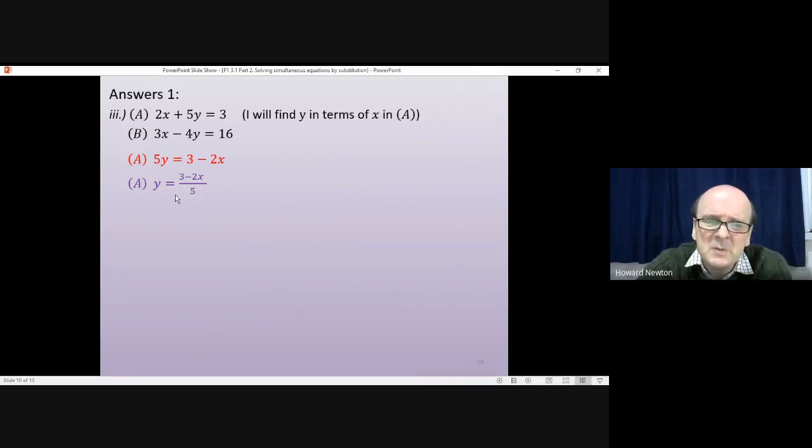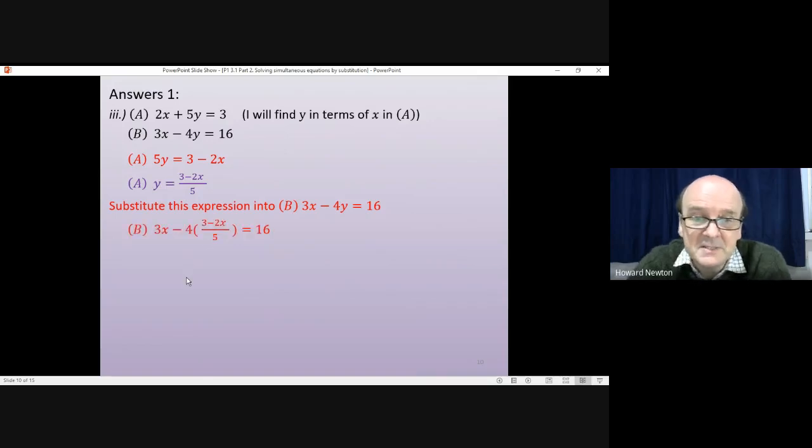And that's what makes this question a bit more tricky. You've got an algebraic fraction that you're going to have to substitute in for y in the other equation. So we go to the other equation, equation B, and instead of writing y, we're going to write 3 minus 2x divided by 5. That gives us this: 3x minus 4, and I've substituted the expression in for y, 3 minus 2x over 5. Now, there are many ways forwards from here.